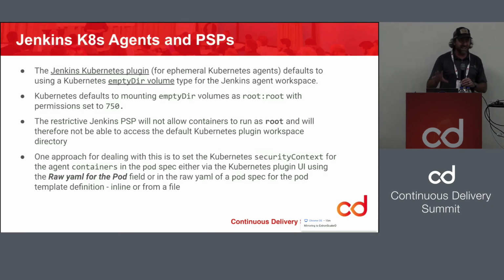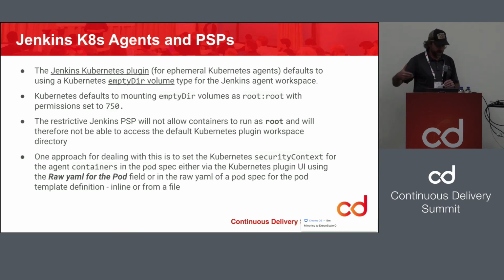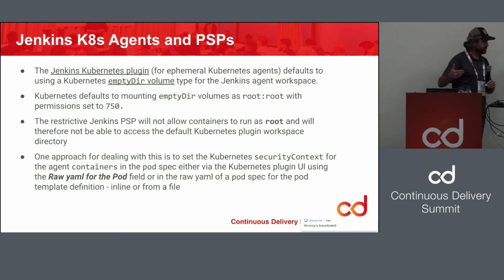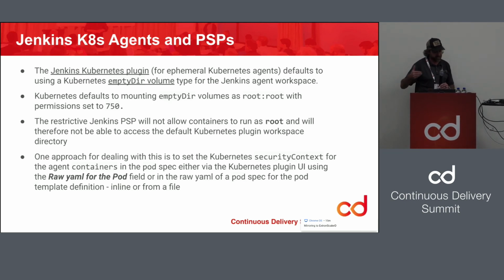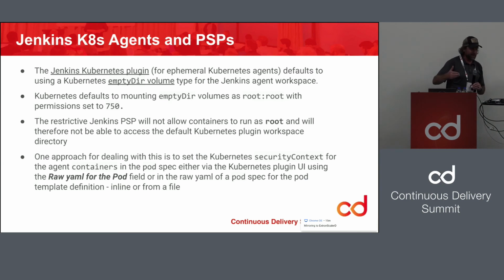Finally, I just wanted to highlight, if you do go and look at this and go to do this, well, one, you can read the blog post, but also be aware that by default, Jenkins Kubernetes agents with the Kubernetes plugin use an empty volume as the workspace. The empty volume is automatically attached with root with permissions set to 750. So if you're using a pod security policy that doesn't allow root, then your container is not going to be able to use the workspace.